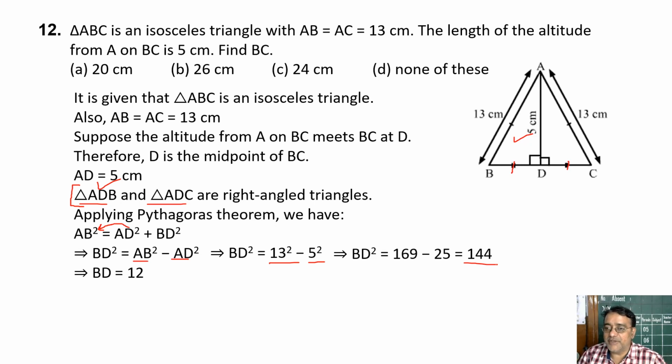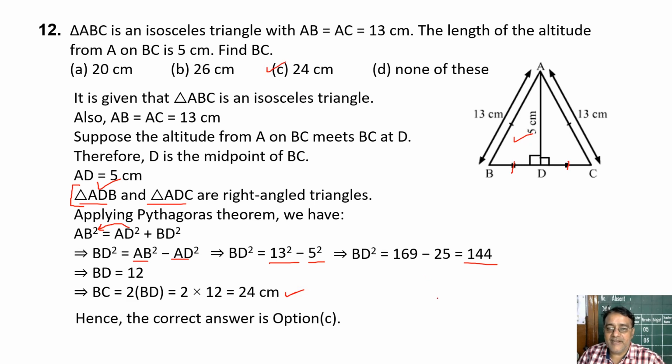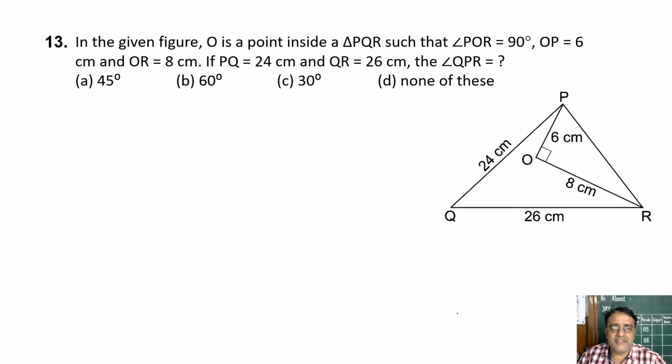Right. We need to find BC, and I told you it is 2 times BD. So what is BC? 24 centimeters. Right, 24 centimeters. So which option is the correct one? Option C. Any doubt? No, sir. Okay, so now we are moving toward question number 13.